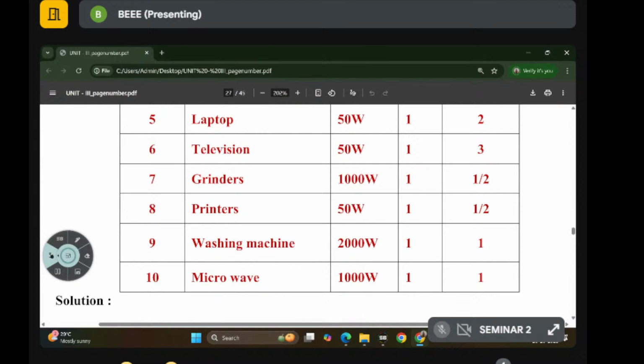Now, what is the answer? You tell me. I will not tell the answer. You have to calculate. What are the right things you have to do? Multiply the total wattage. How can you get total wattage? Number of appliances into wattage.